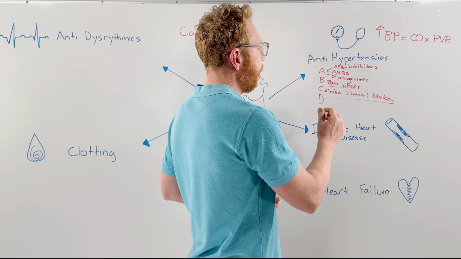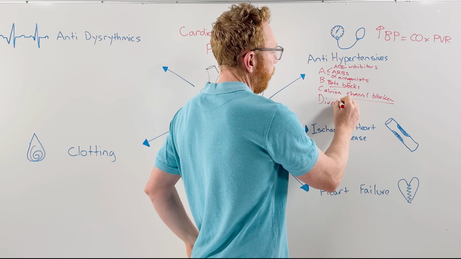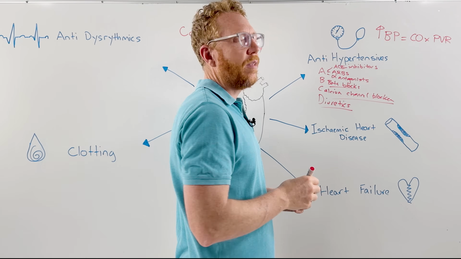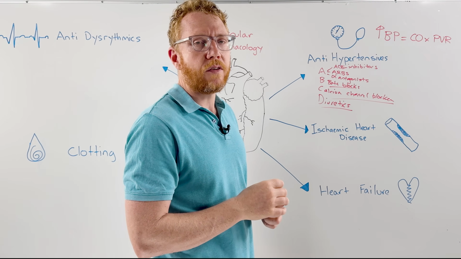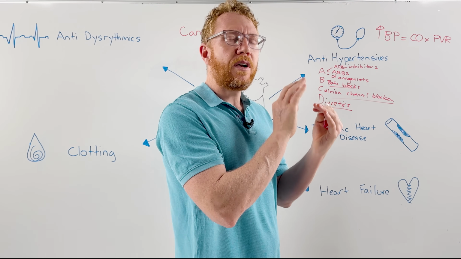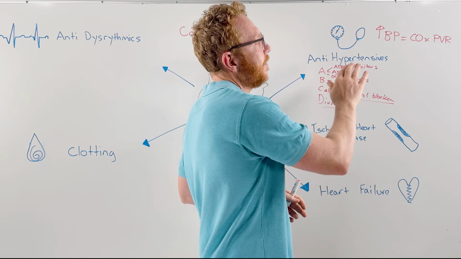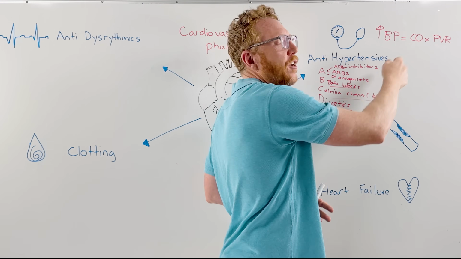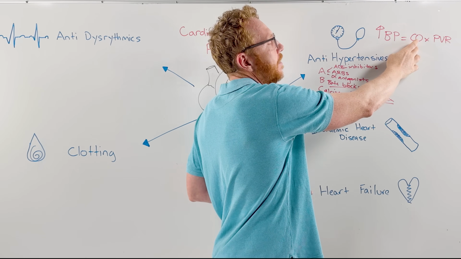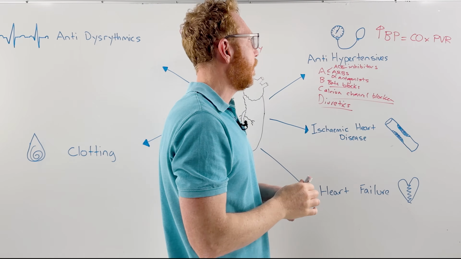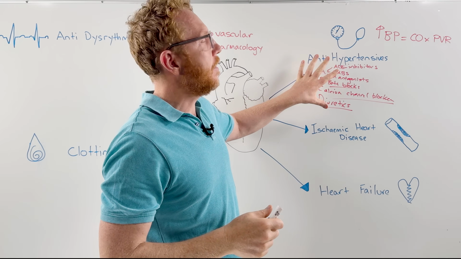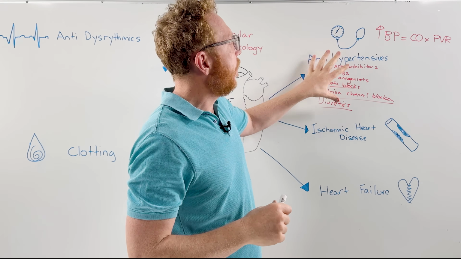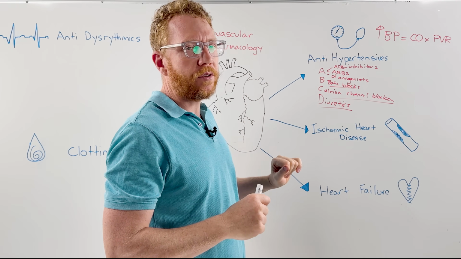And then finally, we've got our diuretics. So the diuretics essentially get rid of fluid in the body. So a decrease in fluid decreases blood volume, decreases blood return, decreases stroke volume, decreases cardiac output, decreases blood pressure. So that's our antihypertensives. We will do another video on this at a later date, but that's a quick overview.